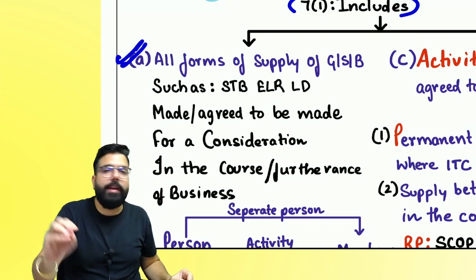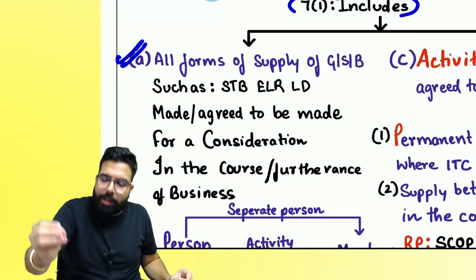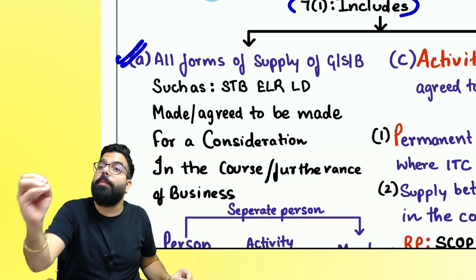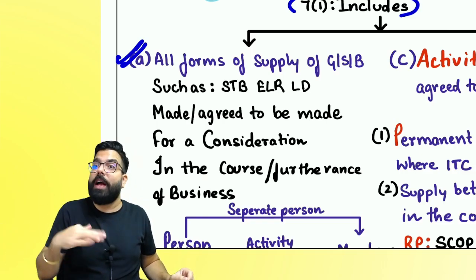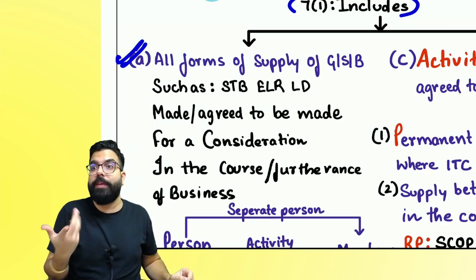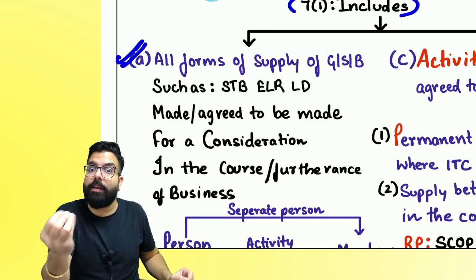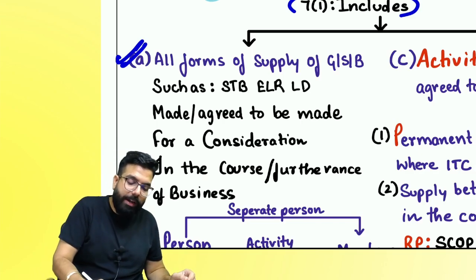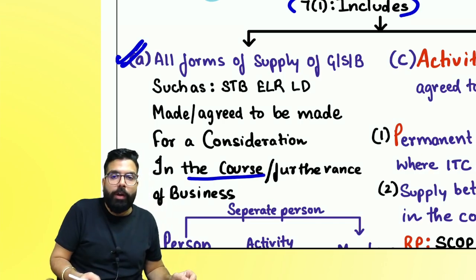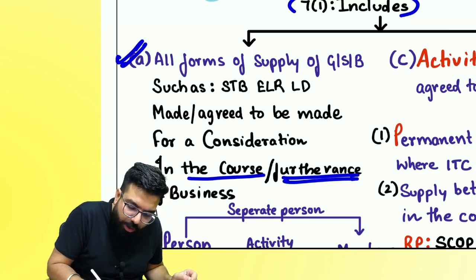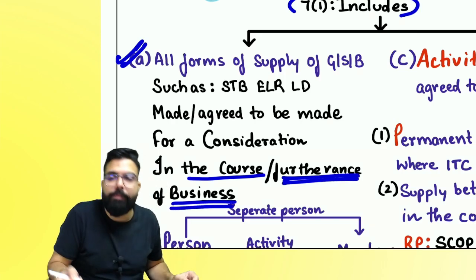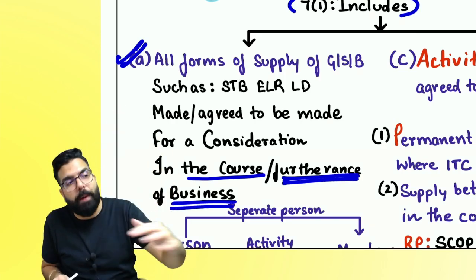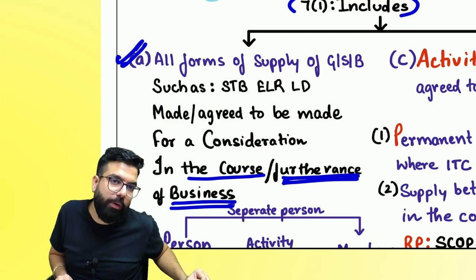Now, consideration can be in cash, consideration can be in kind, consideration can be you are doing another activity for me. I am teaching you, you are doing something for me. That is also consideration. Consideration can be anything in return. And the last one is it has to be made in the course or the furtherance of your business. What do you mean by furtherance, everyone? For the expansion, promotion of your business. Can I go ahead, everyone?